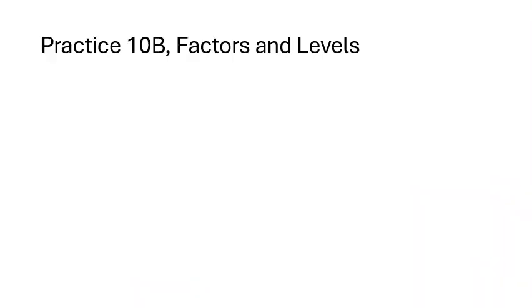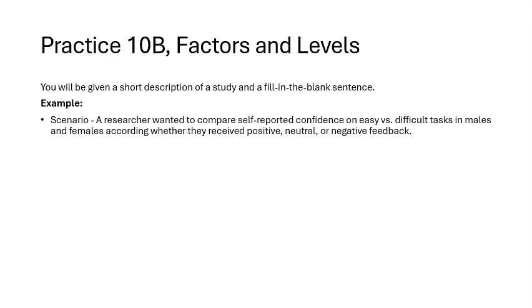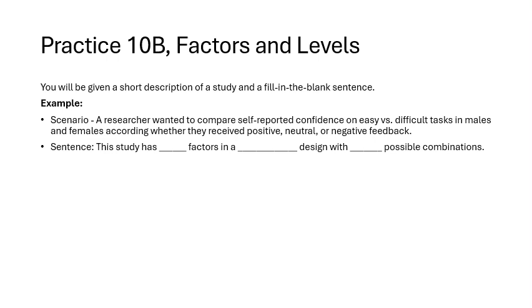So a little bit about the practice quiz, and this also might be on the actual quiz. What you're going to be doing is you're given a short description of a study and a fill-in-the-blank sentence, like the one we just went through, the scenario in which a researcher wanted to compare self-reported confidence on easy versus difficult tasks in males and females according to whether they received positive, neutral, or negative feedback. So the sentence you'll have to complete by writing your answers in is, this study has blank factors in a blank design with blank possible combinations.